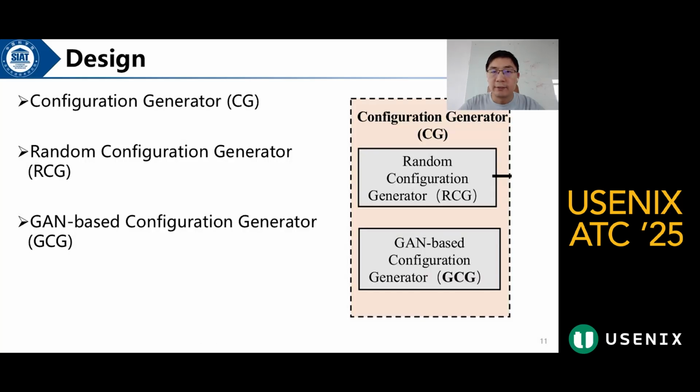The first component is the configuration generator. Swift requires 2 configuration generators: a random configuration generator, RCG, and a GAN-based configuration generator, GCG. The RCG sets each configuration parameter to a uniformly random value. The GCG utilizes GAN's nature to mimic the data distribution of the element values of target configuration and generate configurations accordingly.